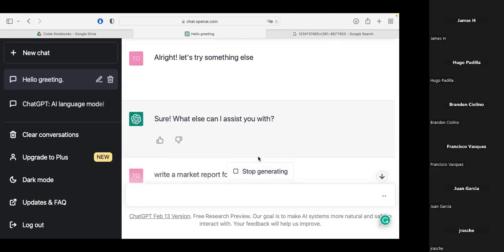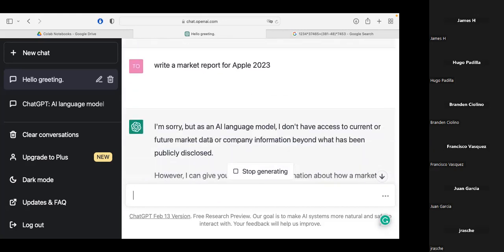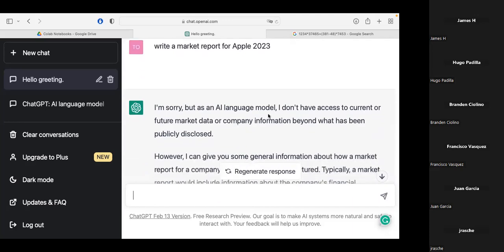Okay, so I'll write a market report for Apple. Okay, so well, I cannot write. Okay, that's fine. As an AI model, I cannot access current or future market data. Okay, that's fine. So how about this?